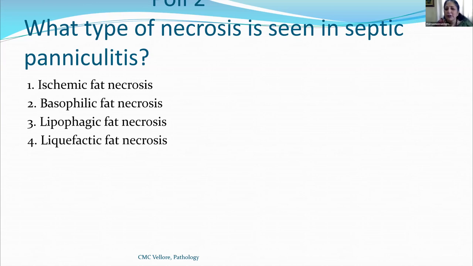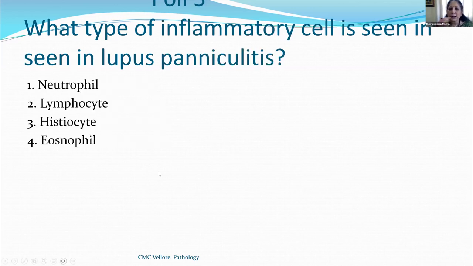Basophilic, lipophagic fat necrosis can be seen in erythema nodosum, traumatic fat necrosis. Liquefactive fat necrosis is usually seen in pancreatic panniculitis or alpha-1 antitrypsin deficiency. Then the fourth one, which is what type of cell is seen in lupus panniculitis, is lymphocyte. You can see lymphocytes and plasma cells in lupus, neutrophils in septic or early erythema induratum, histiocytes in granuloma induratum or a histiocytosis or hemophagocytosis syndrome, eosinophils in drugs, parasites, fungus, etc.